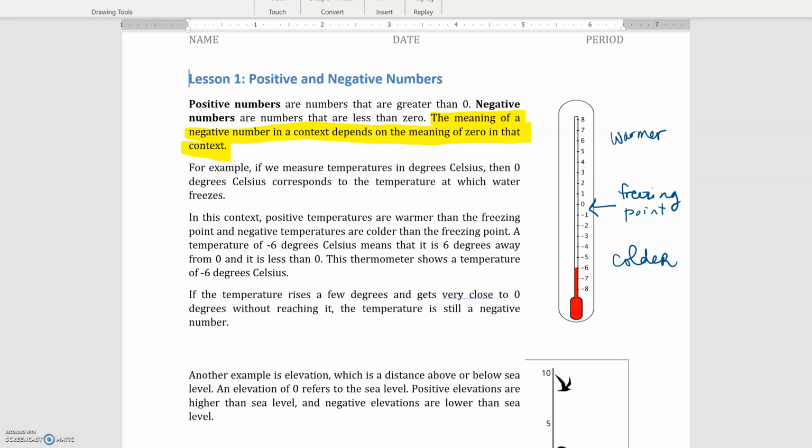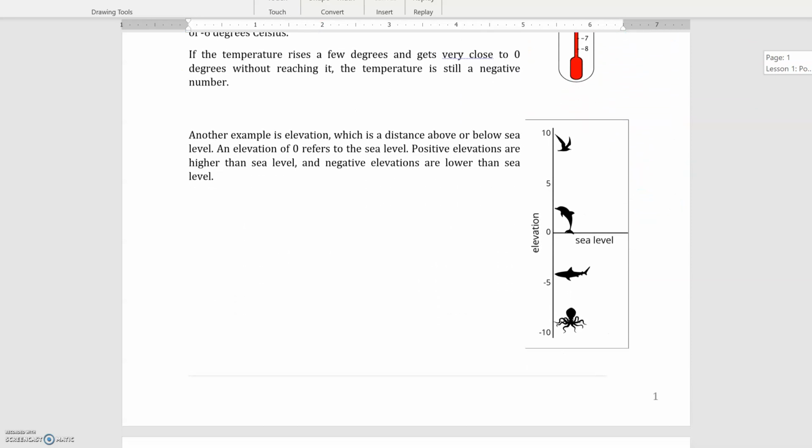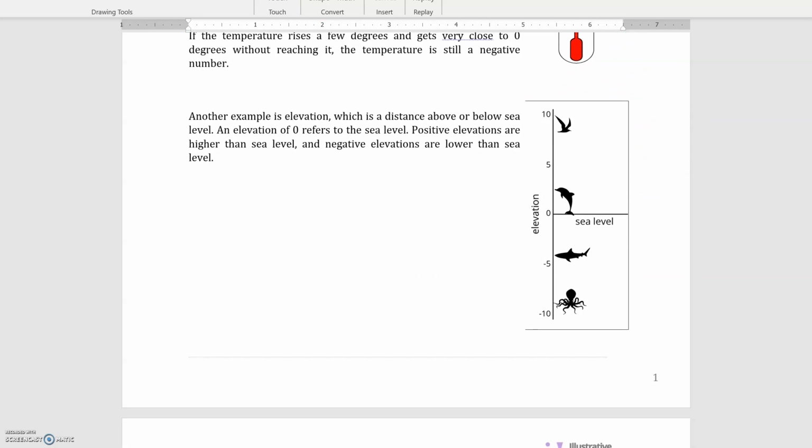Let's explore an example with sea level. So I'm going to scroll down here to this next example that is also important with knowing what 0 means. So another example is elevation, which is a distance above or below sea level. An elevation of 0 refers to the sea level. So I'm going to label that on my graph here that this point 0 is sea level. And positive elevations are higher than sea level, and negative elevations are lower than sea level.